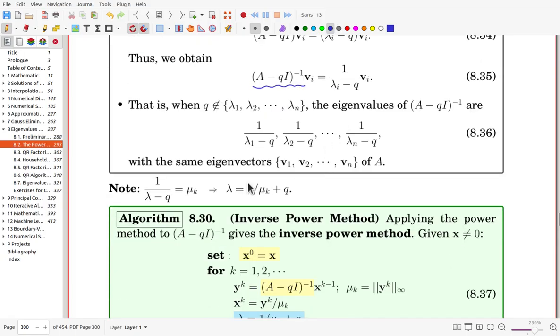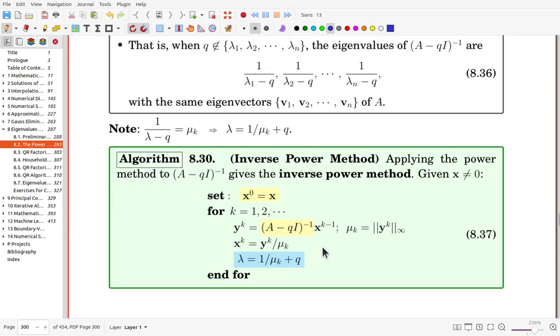Once the largest one is obtained, then out of the largest one, we can recover the corresponding eigenvalue for A. Now, in iteration, we'll get mu k, but mu k is representing an approximation of 1 over lambda minus q, and that will be the largest quantity among those. And so the corresponding eigenvalue lambda can be obtained from this equation, solving for lambda. So reciprocal and add q, then we reach that one. Let's see a pseudocode for the inverse power method.